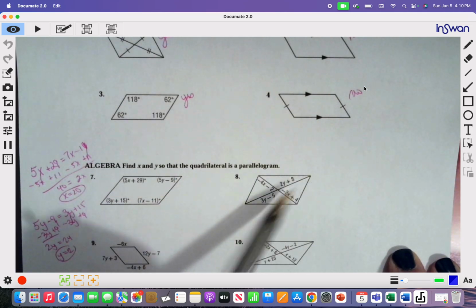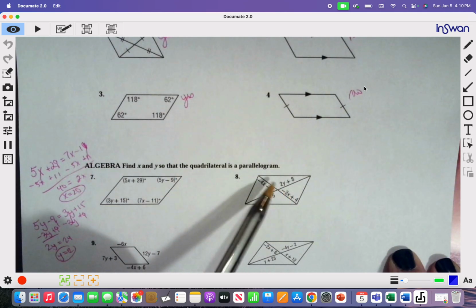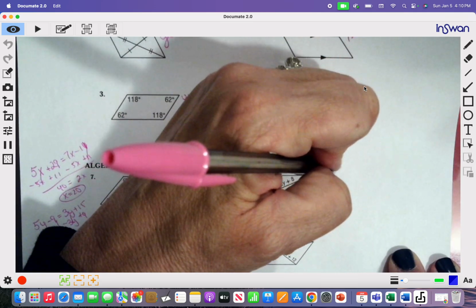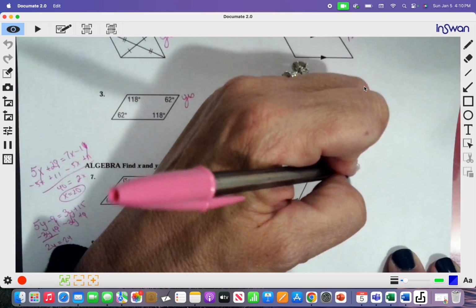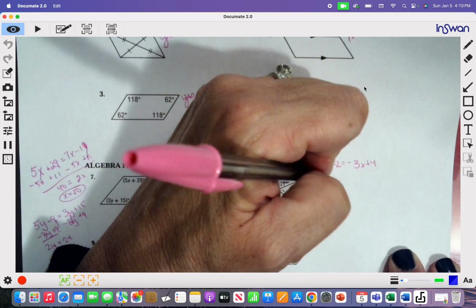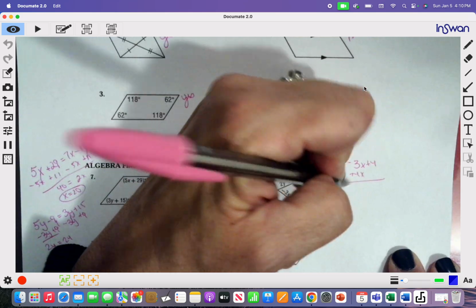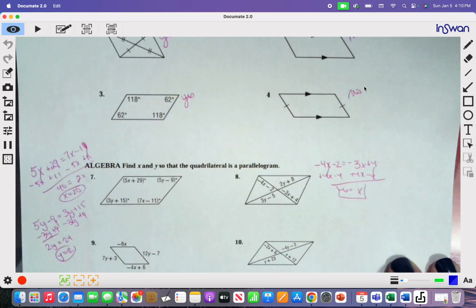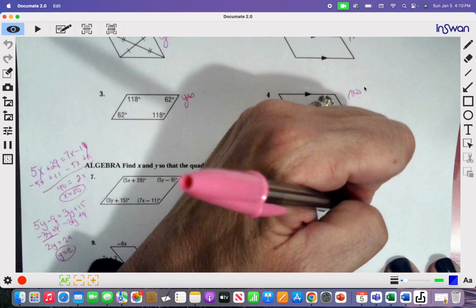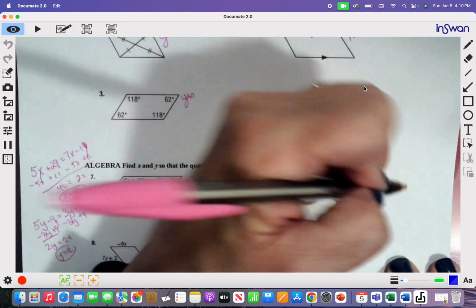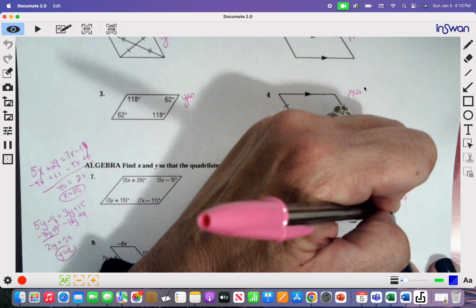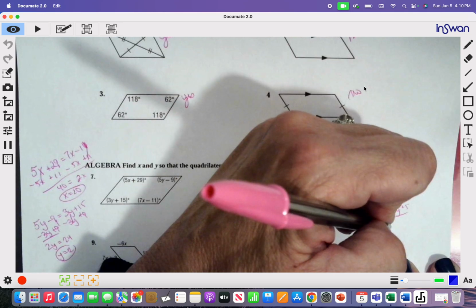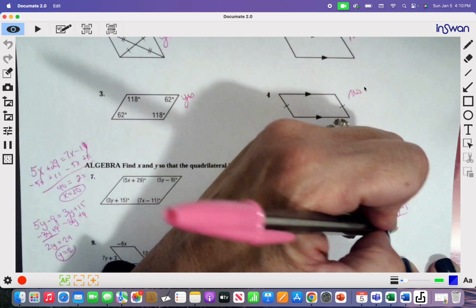Then on this one, we're looking at the diagonals. So again, the parts are congruent because they bisect each other. So we're going to solve negative 4x minus 2 equals negative 3x plus 4. So x equals negative 6. And then for the y, so y equals 13.